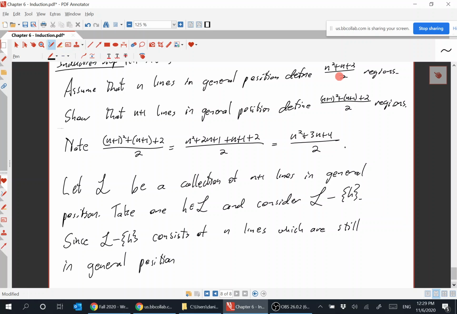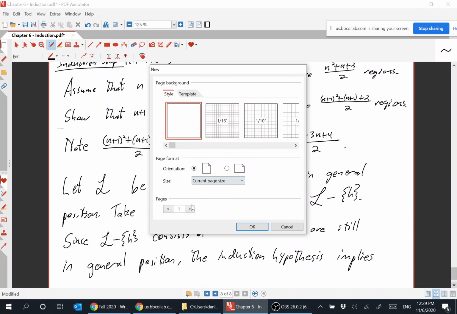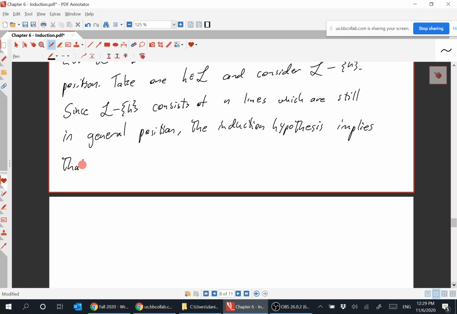It's called the induction hypothesis, so you have to say that. The induction hypothesis implies that L minus H defines n squared plus n plus 2 over 2 regions.